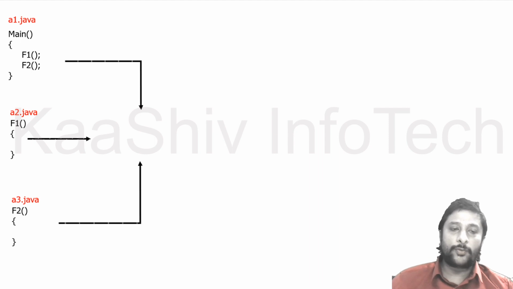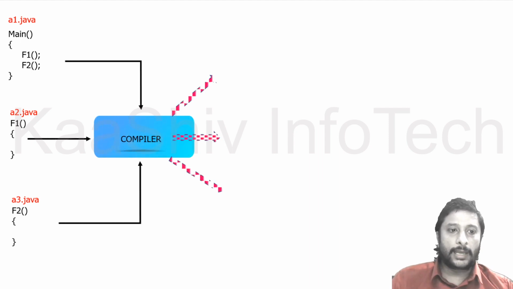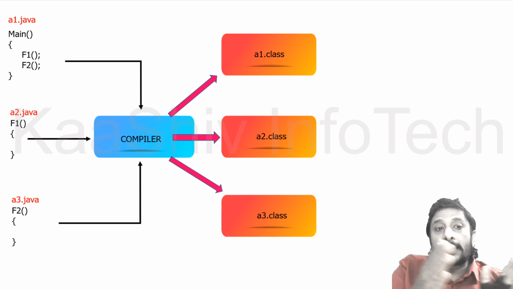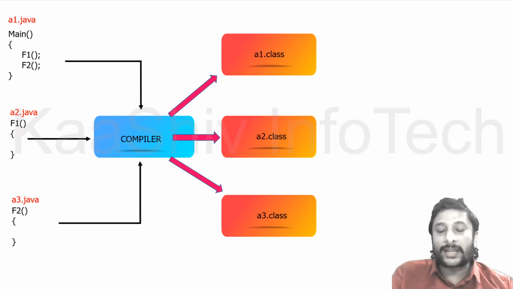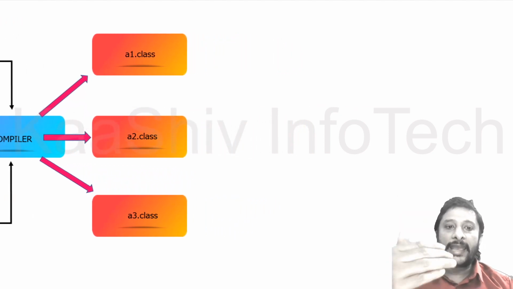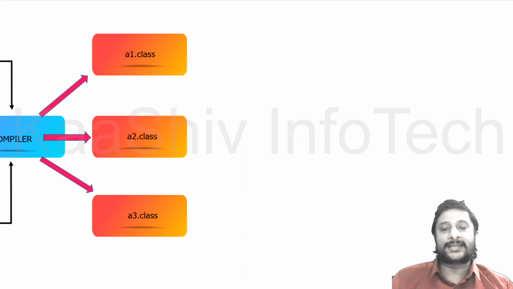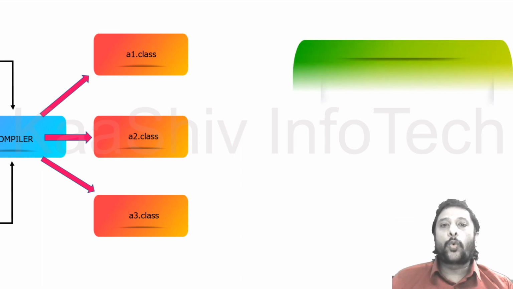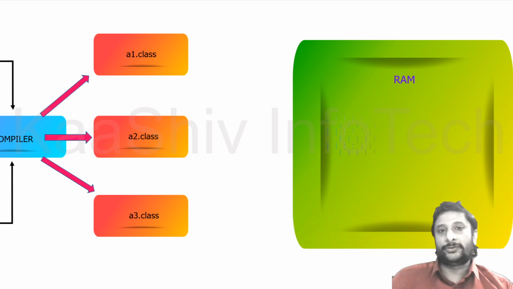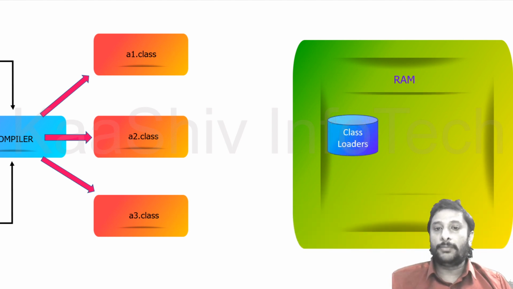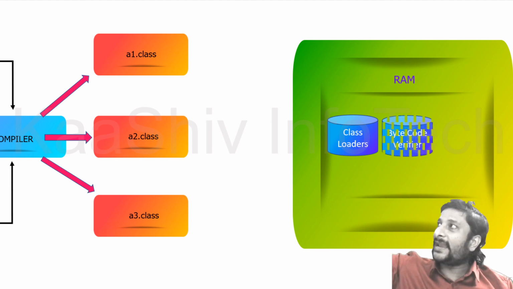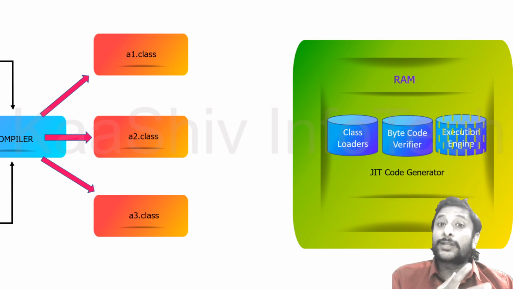Over here you have your a1.java, a2.java, a3.java, and the compilation is happening. The program which I've written is converted into a class: a1.class, a2.class, and a3.class. Once your Java virtual machine is ready, now we have JVM here. In the previous one, we didn't have JVM. Over here, we have JVM. The JVM will have the class loaders. What are the classes I want? I have this one. I have the bytecode verifier.